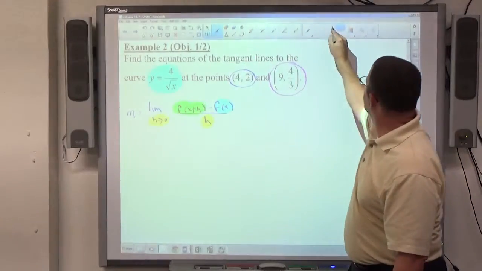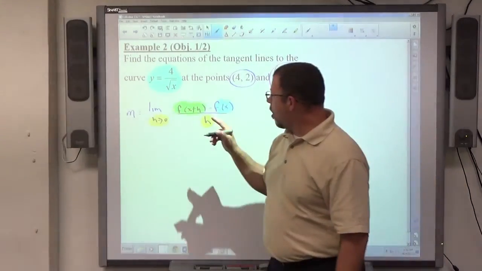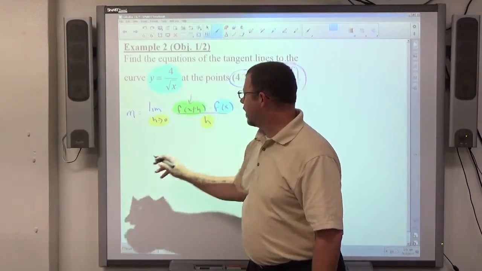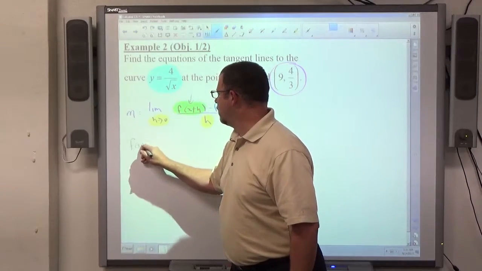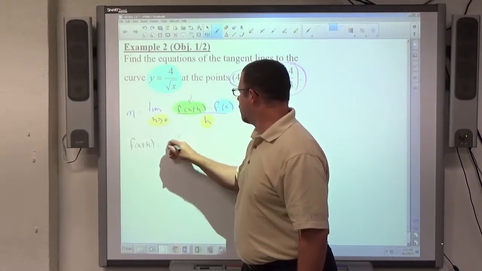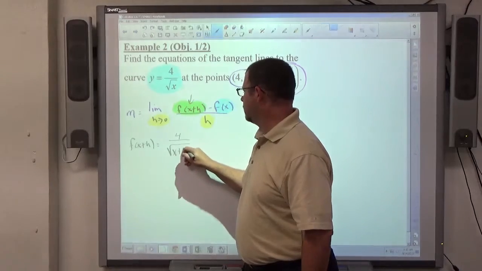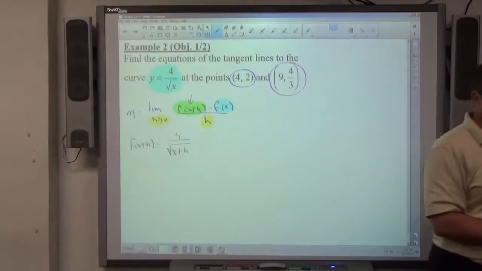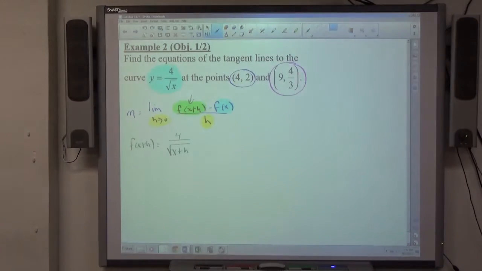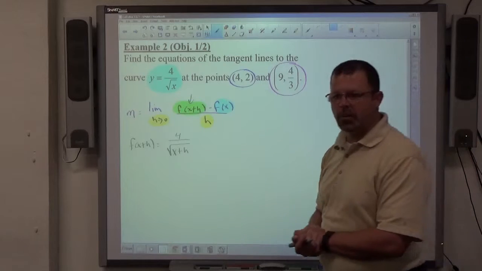All I need to do is create f of x plus h. In this case, f of x plus h is going to be 4 over the square root of x plus h. I would also want to simplify that as much as possible. I can't make that any prettier than 4 over the square root of x plus h, so that is what it is.